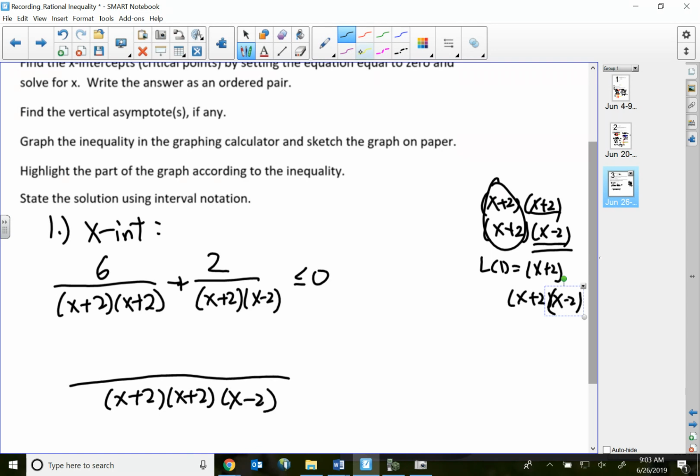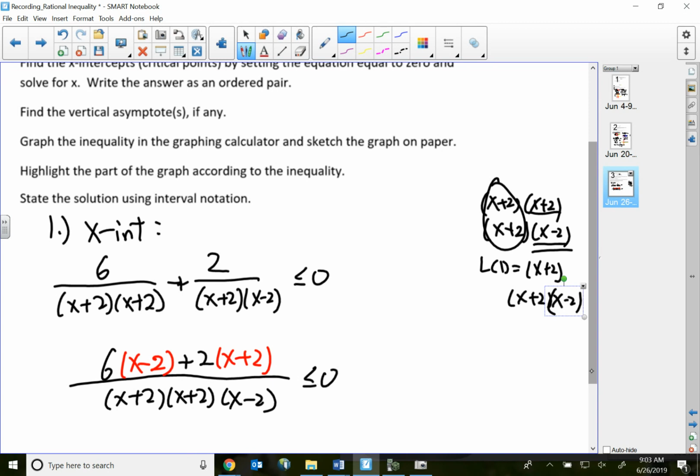All right, let's see. Let's try this. All right, what does the LCD have that my first denominator does not have? My first denominator does not have x minus 2, so we take that x minus 2 times my numerator. This is the same thing as we talked about during the review. Plus 2 times... what does my LCD have that the second denominator does not have? My second denominator is missing the extra x plus 2. So we take that times my numerator. So that's how we find the equivalent fraction.